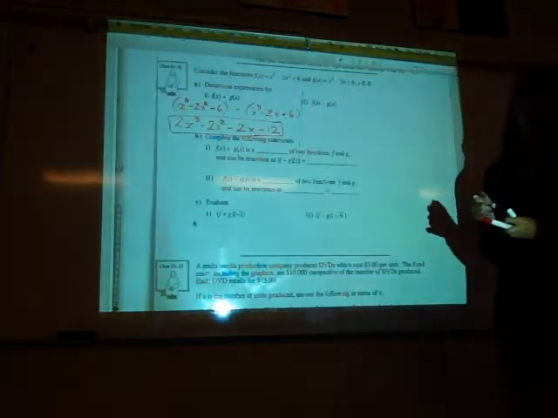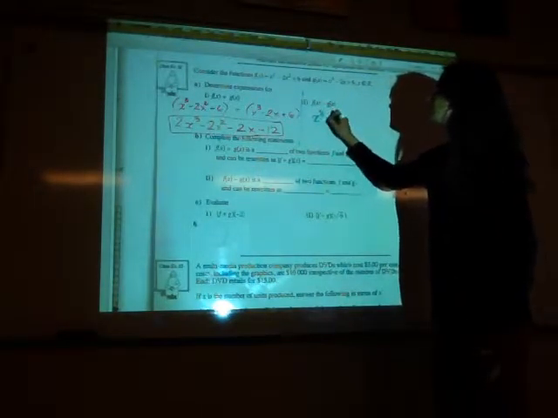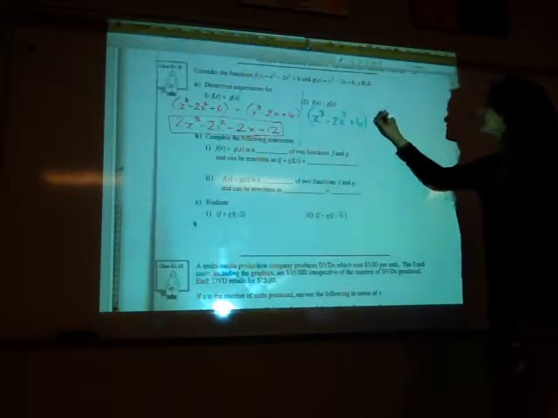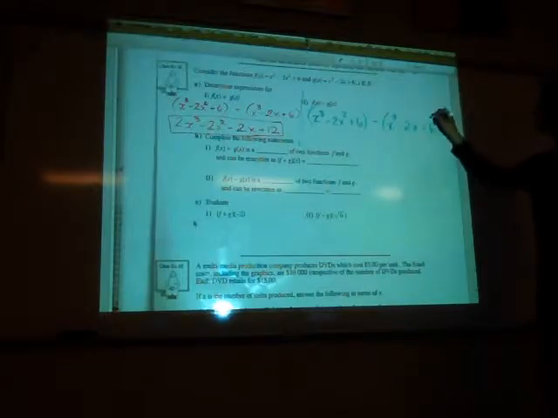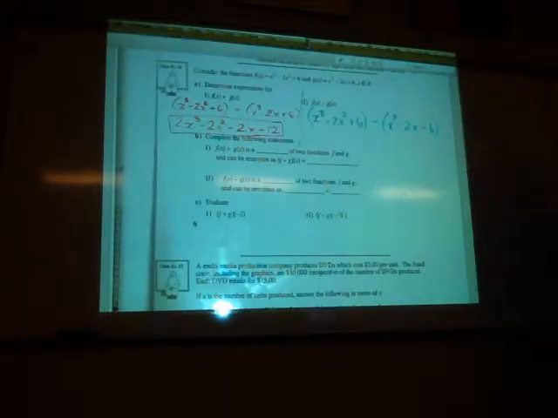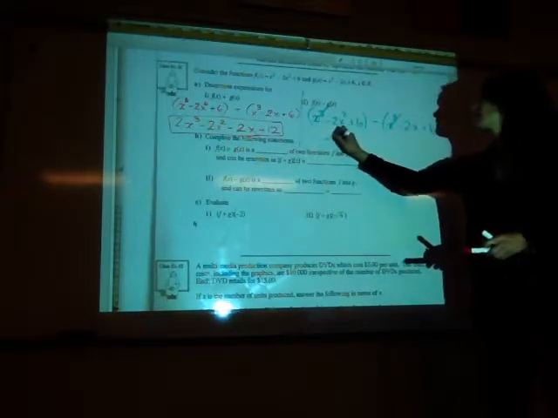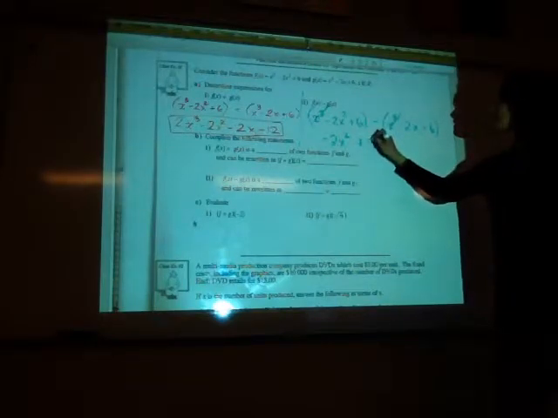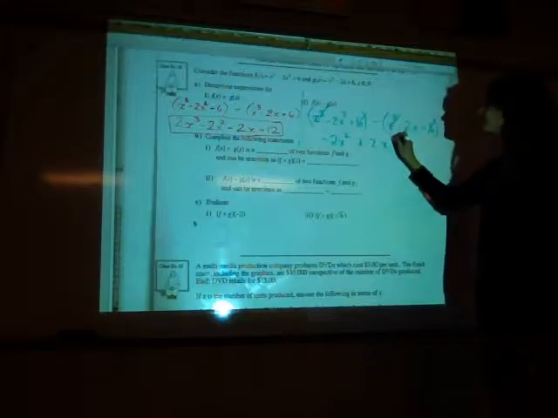Okay, part 2, we have to subtract the two functions. So we have x cubed minus 2x squared plus 6, and we're subtracting x cubed minus 2x plus 6. So the x cubes cancel out, and we get negative 2x squared plus 2x. And the 6's also cancel out.